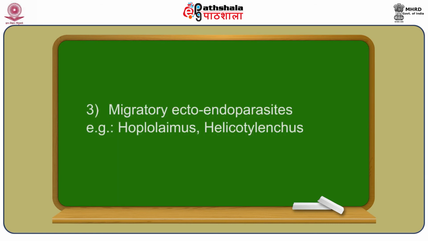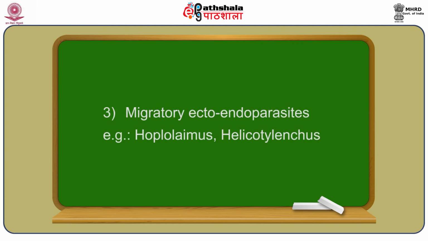Third one, the migratory ectoendoparasites. Migratory ectoendoparasites, also called semi-endoparasites, can feed ectoparasitically on roots, but very often they partially invade the roots to feed on cortical or outer stellar cells. They remain vermiform throughout the development. Examples are Hoplolaimus and Helicotylenchus, often parasitizing the grasses.